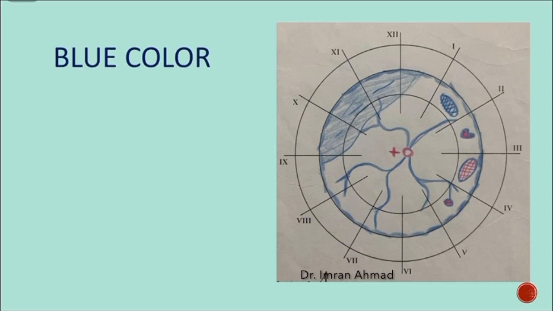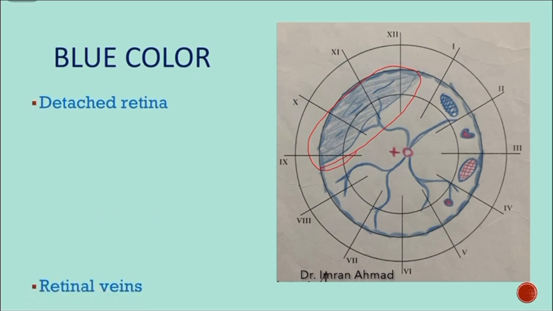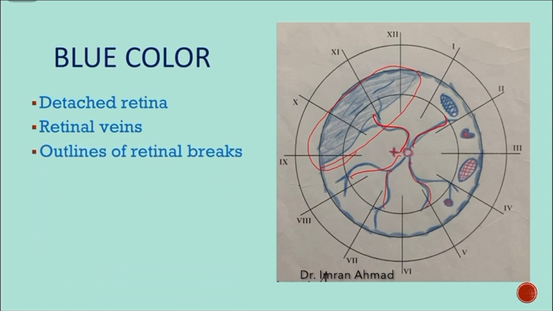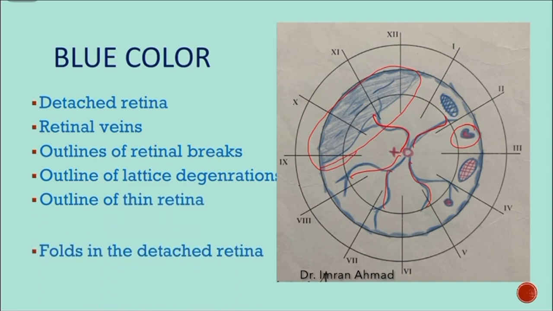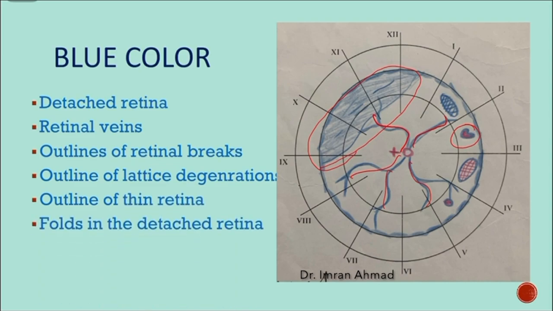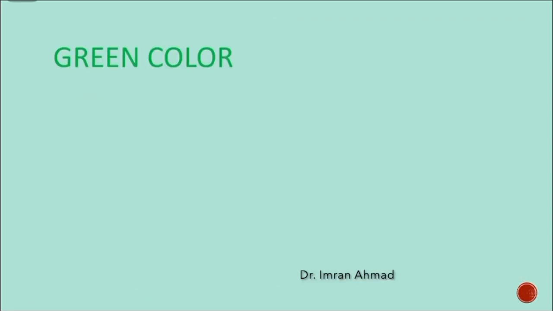Then the blue color, the most important use is that of the detached retina. The detached retina is colored as blue. The retinal veins are also colored as blue, whereas the artery is red. Outlines of the retinal breaks, that is again blue. The outline of the lattice degenerations, outlines of thin retina and folds, and the detached retina, all these are drawn as blue, and the rolled edges of the retinal tears.